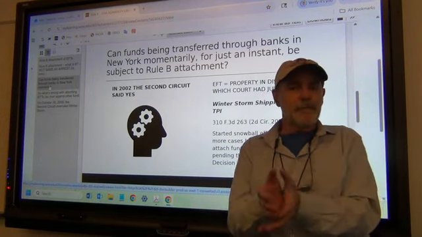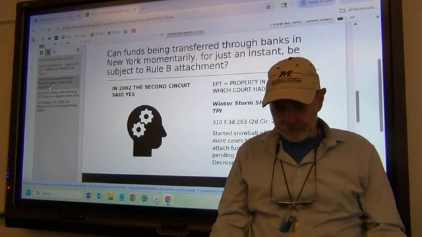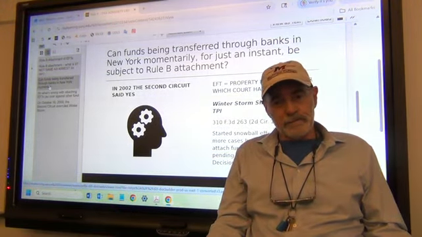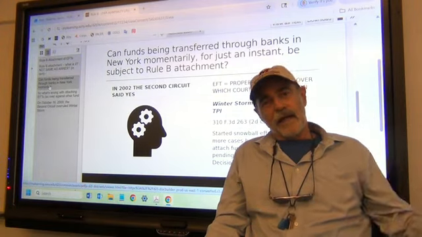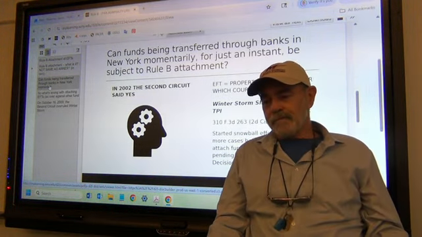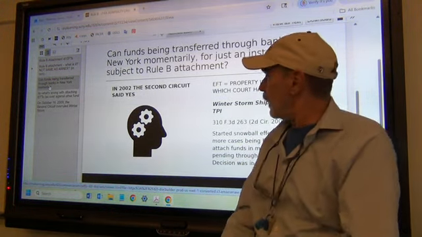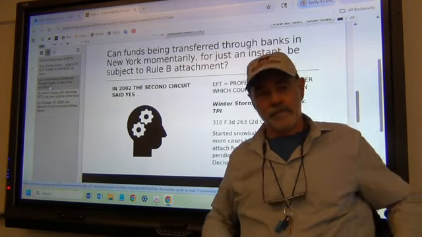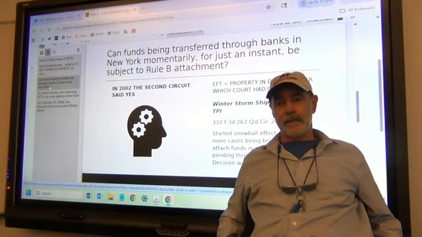Would that be legit? Is that property within the district? Well, that's quite an interesting debate. It's not really here for very long. It's passing through for a microsecond. It's electrons passing through. But in 2002, in a case called Winter Storm, the Second Circuit said yes. This is property subject to Rule B attachment.